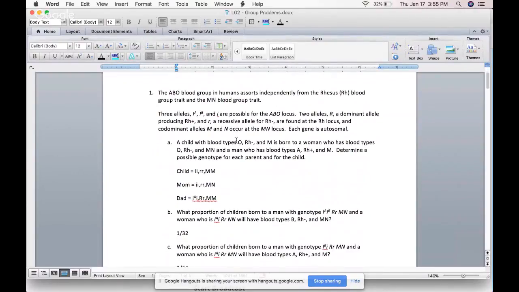For number 1, it asks: a child with blood types O, Rh negative, and M is born to a woman who has blood types O, Rh, and MN, and a man who has blood types A, Rh positive, and M. Determine a possible genotype for each parent and for the child.